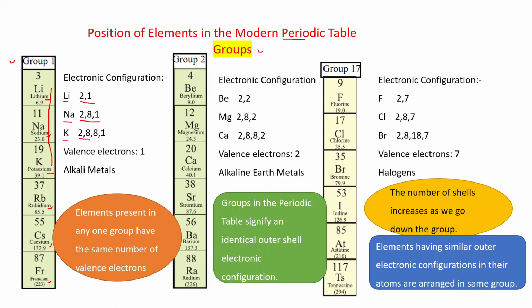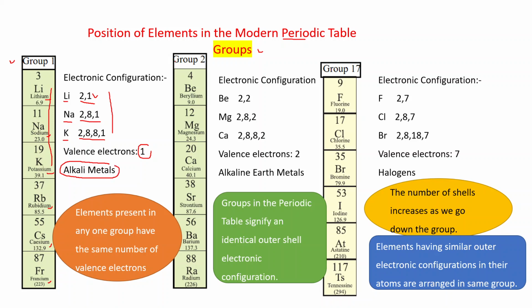Potassium: 2, 8, 8, 1. If we observe this electronic configuration, we can say the outermost shell is also known as the valence shell, and electrons present in the valence shell are known as valence electrons. All these elements have the same number of valence electrons, that is 1. And group 1 elements are known as alkali metals.